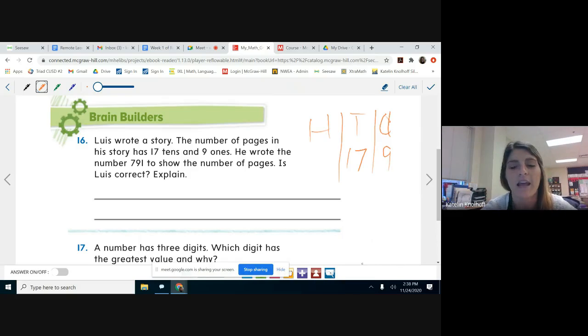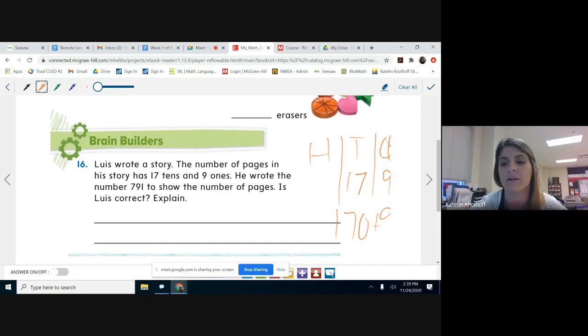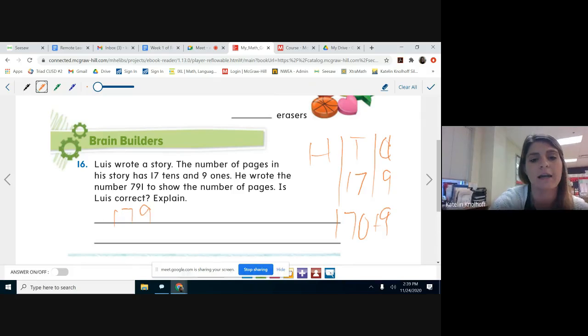So to find out this tens number, probably the easiest way for you to do it if you just don't know is to skip count by 10 17 times. So let's do it on our fingers. 10, 20, 30, 40, 50, 60, 70, 80, 90, 100, 110, 120, 130, 140, 150, 160, 170. So they're actually saying that he has 170 and 9 ones. So that would be our expanded form. So what is 170 plus 9? Well, if we put our number together, it would be 179.